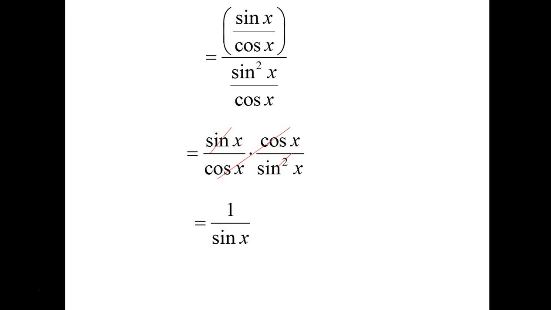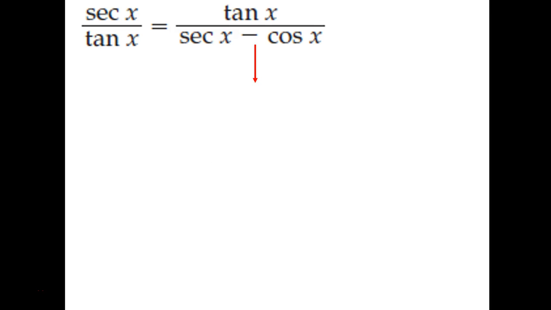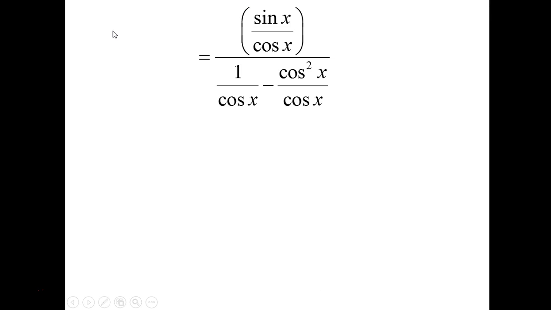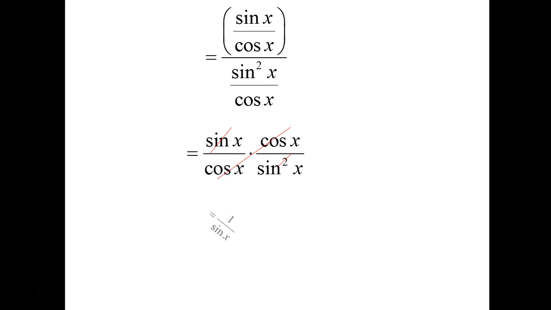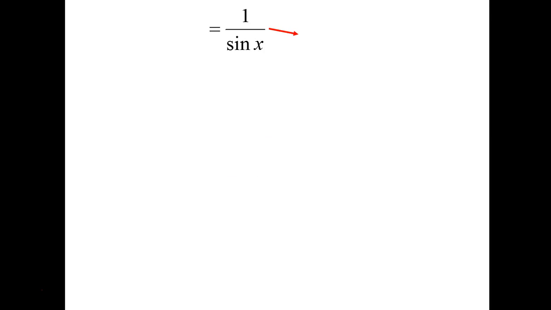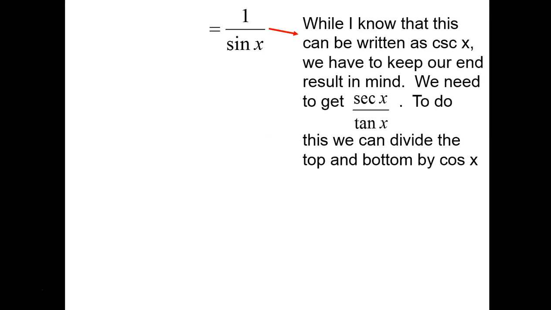However, is it what I want? Remember back at the beginning of the problem, I was trying to show that it's equal to secant over tangent. That's not what we got. So, here's what I know. I know 1 over sine can be rewritten as cosecant x. But again, you have to approach this as: here's what I started with, how do I make it look like that other side? So I really need this to equal this expression, secant over tangent, which I had on the left side. So what do I do?